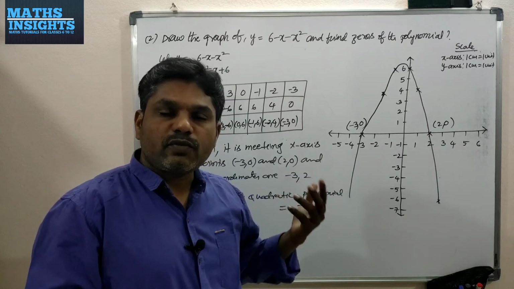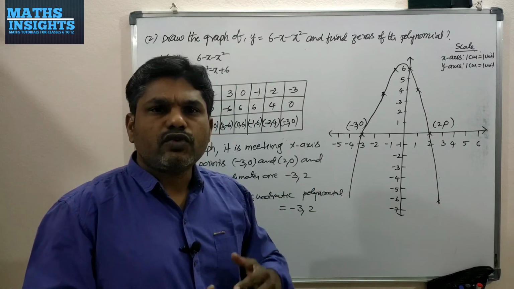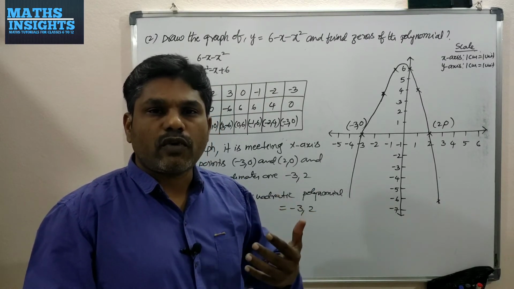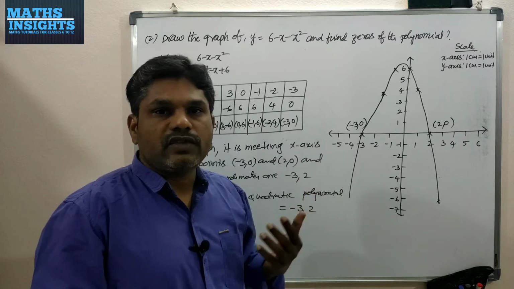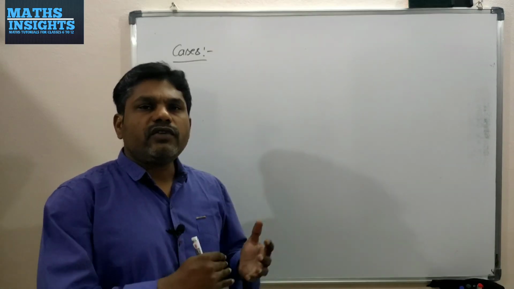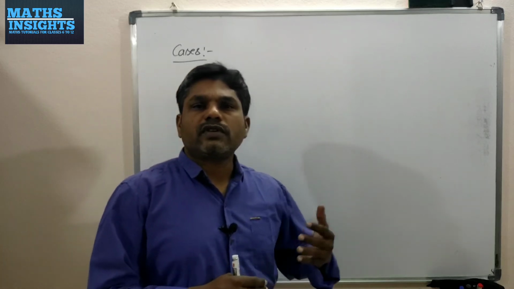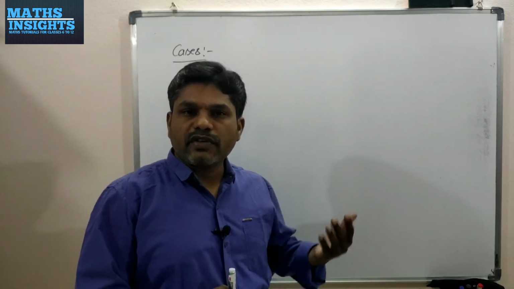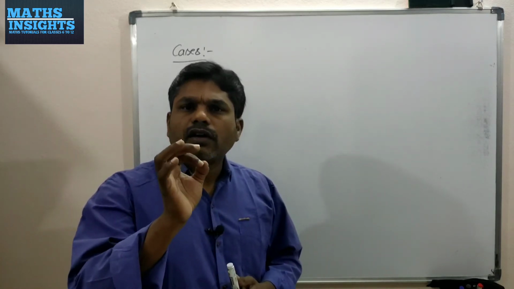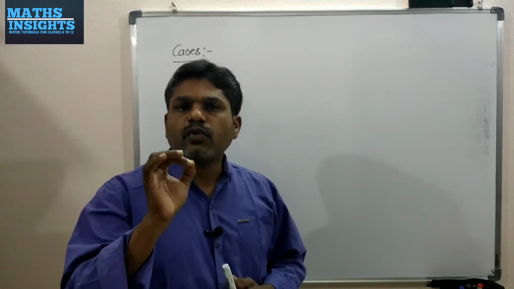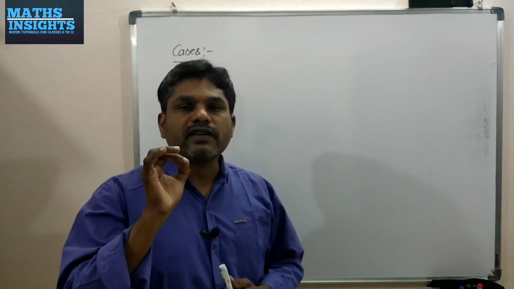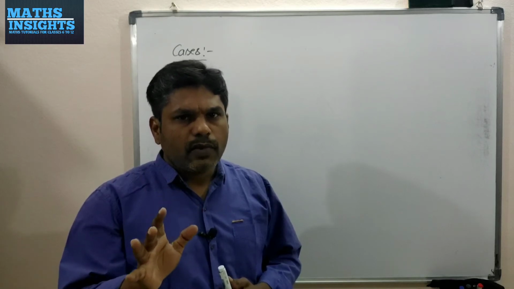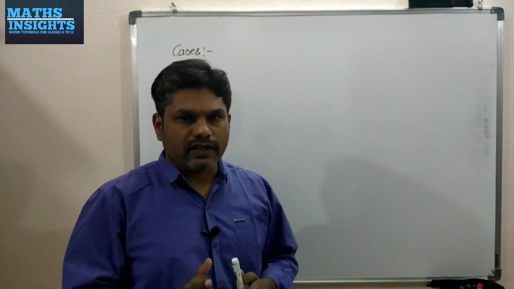I have explained two problems. I will give more problems at the end of this video. By solving two problems, as I said previously, the graph of the quadratic polynomial is meeting the x-axis at 2 points. But it is not true in all cases.